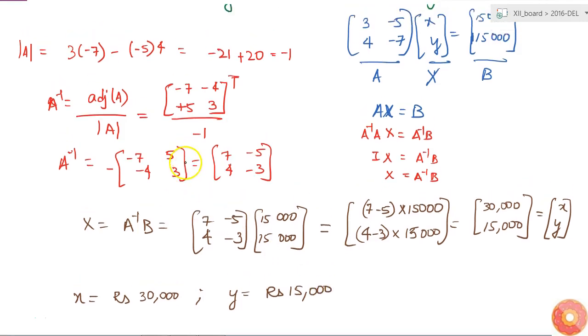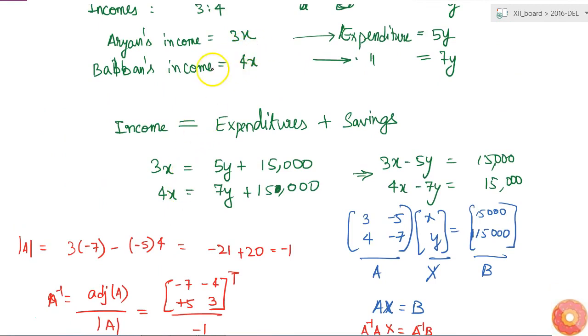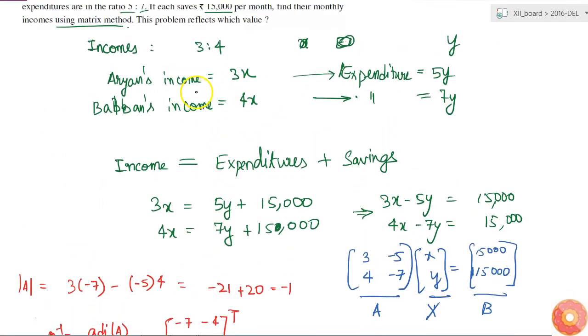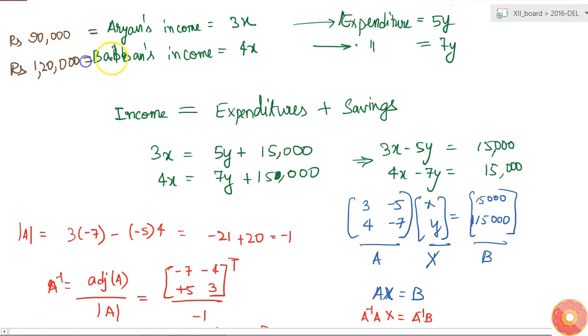Now the question wants me to find the incomes. And what are the incomes? Aryan's income is 3x and Babban's income is 4x. So if I put the value of X as 30,000, then I'll get 3 into 30,000, which is 90,000 rupees. This is Aryan's income. And Babban's income is 4 into 30,000, which is 1,20,000 rupees. This is Babban's income per month. So this is what is asked in the question. So these are my answers.